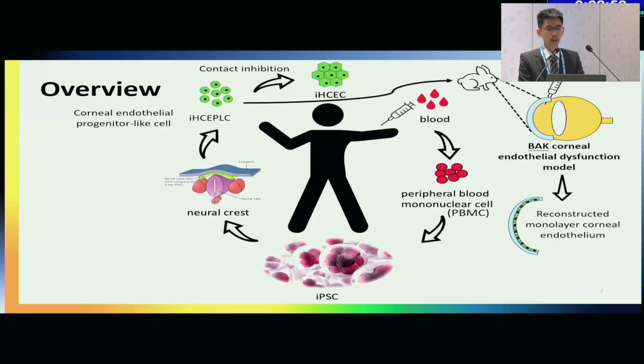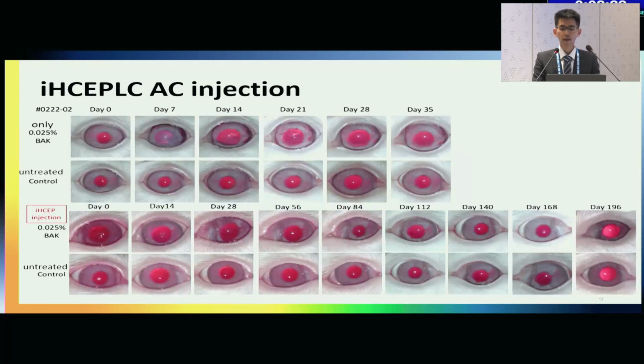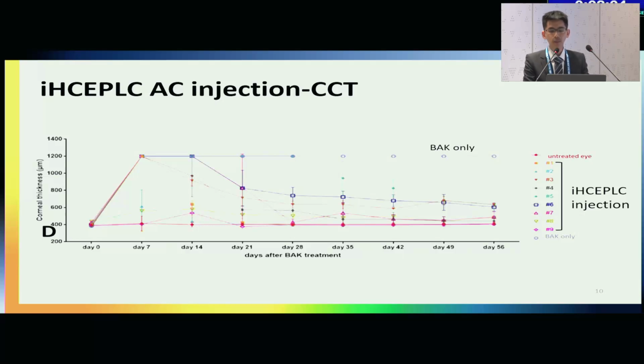We intracamerally inject the iCEC-PLC into the BAK corneal endothelium dystrophy model and reconstruct the monolayer corneal endothelium. In the BAK-induced corneal edema rabbit model, the BAK-treated cornea shows fibrosis, and the iCEC-PLC injection group shows monolayer corneal endothelium-like cells expressing a human nuclear antigen, which means that these cells are from the human instead of the rabbit. External eye photography shows corneal opacity in the BAK-treated eyes, especially in postoperative week 1. As for the iCEC-PLC injection group, the corneal edema resolved faster than the control. As for the central corneal thickness checked by A-scan, the BAK-treated only group was more than 1,200 micrometers, while the iCEC-PLC group gradually resolved the corneal edema.